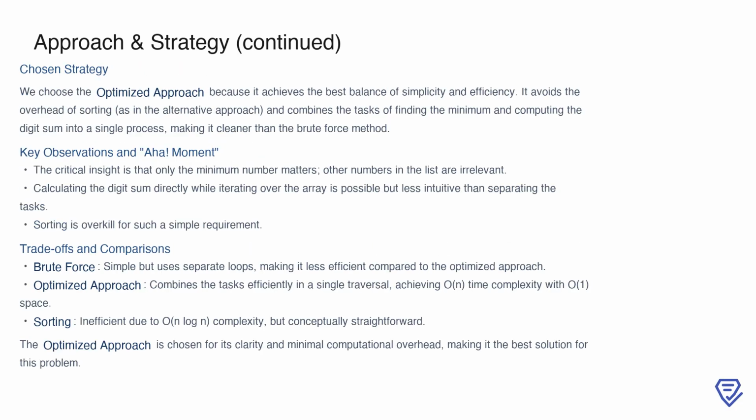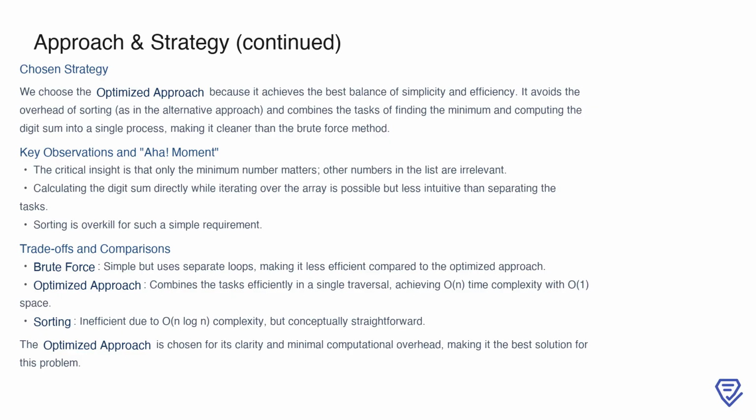The optimized approach is the best choice for this problem because it strikes the perfect balance between simplicity and efficiency. It avoids the unnecessary overhead of sorting the array, as seen in the alternative approach, while combining the tasks of finding the minimum and calculating the digit sum in a single traversal, unlike the brute force method.